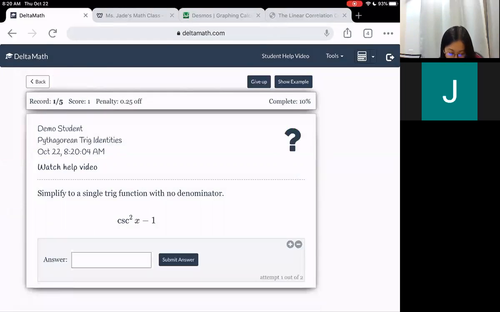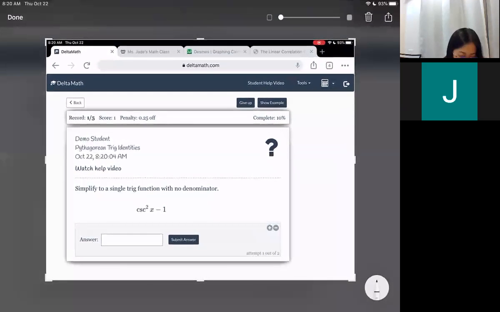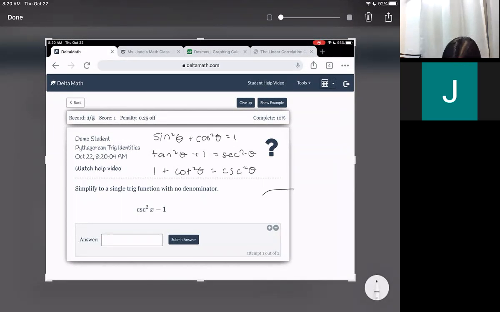So this one has cosecant squared minus 1. Let me write out the 3 again. Sine squared theta plus cosine squared theta equals 1. Tangent squared theta plus 1 equals secant squared theta. And then 1 plus cotangent squared theta equals cosecant squared theta. Sorry, that one was messier. I just wanted to write it fast.